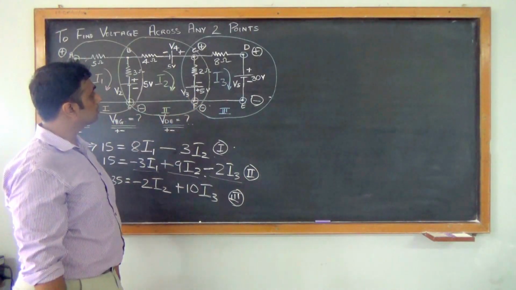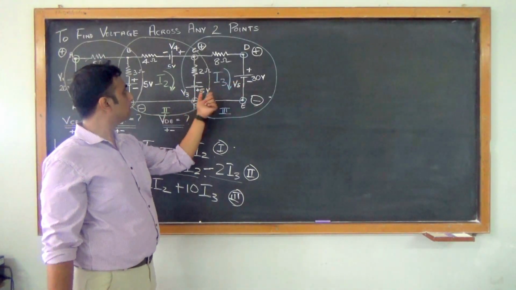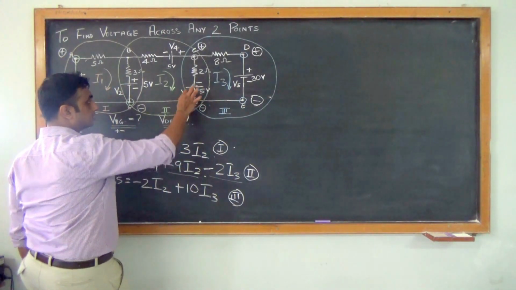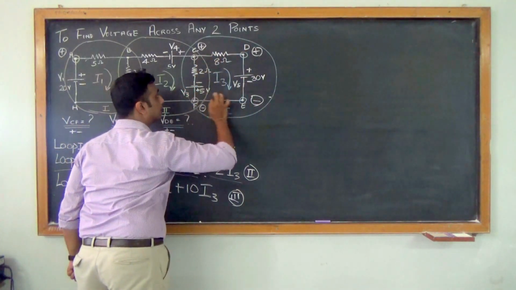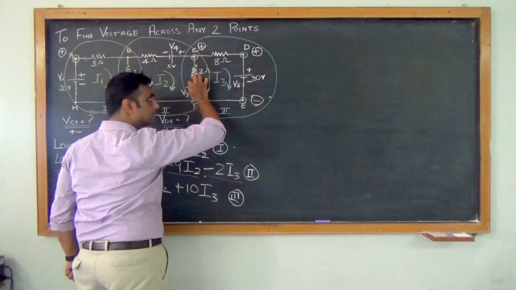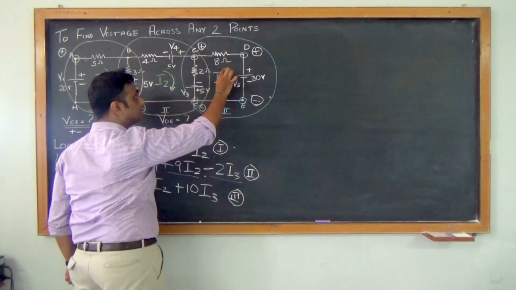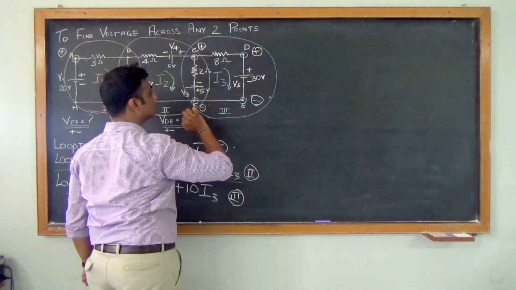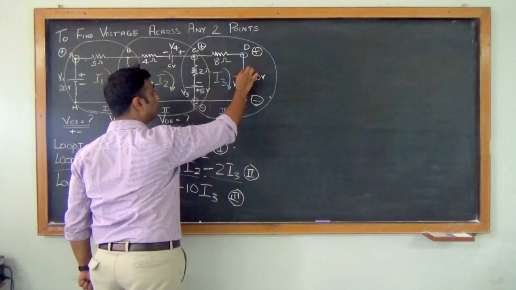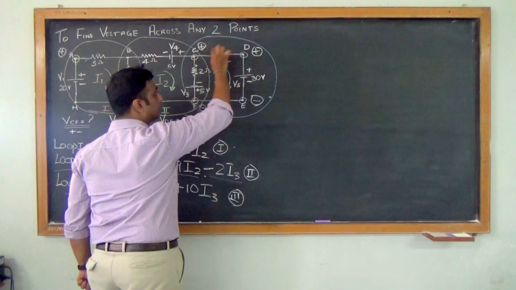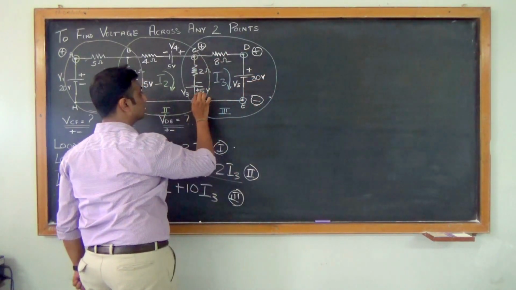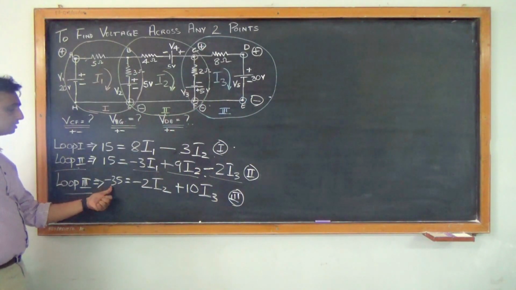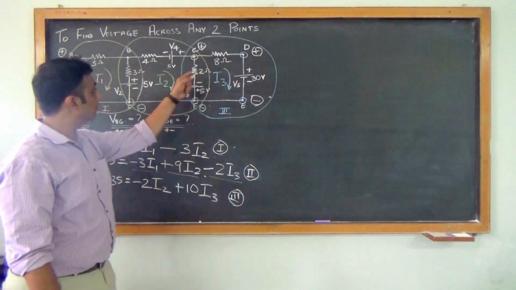Now in loop 3, how many voltage sources are there? We have 2 voltage sources, one of 5 volts and one of 30 volts. As we all know, current moves from positive to negative. So I consider this positive to negative. What is the direction, clockwise or anti-clockwise? Definitely it is moving anti-clockwise, which is in opposition, so this is minus. This is also moving from positive to negative, which is anti-clockwise, so again it is minus 30. So minus 5 minus 30 gives us minus 35. So minus 35 equals, now we have to find the drops.